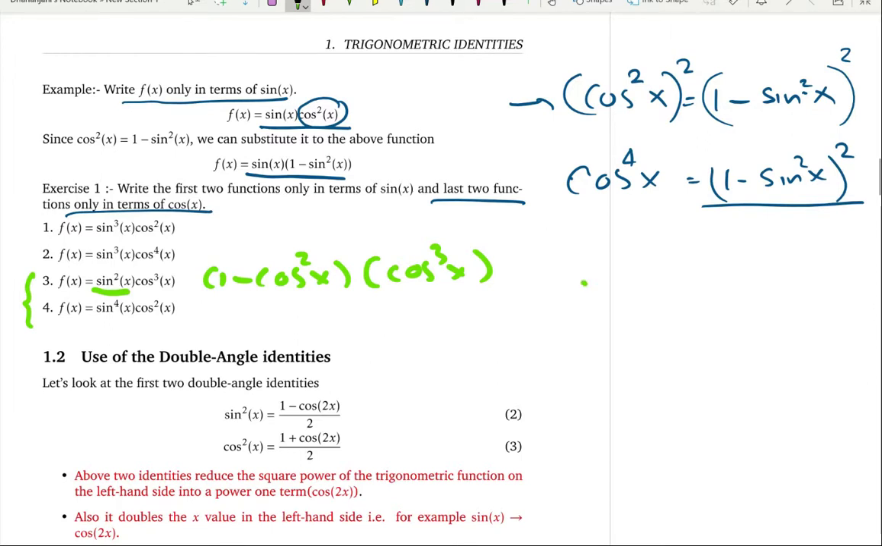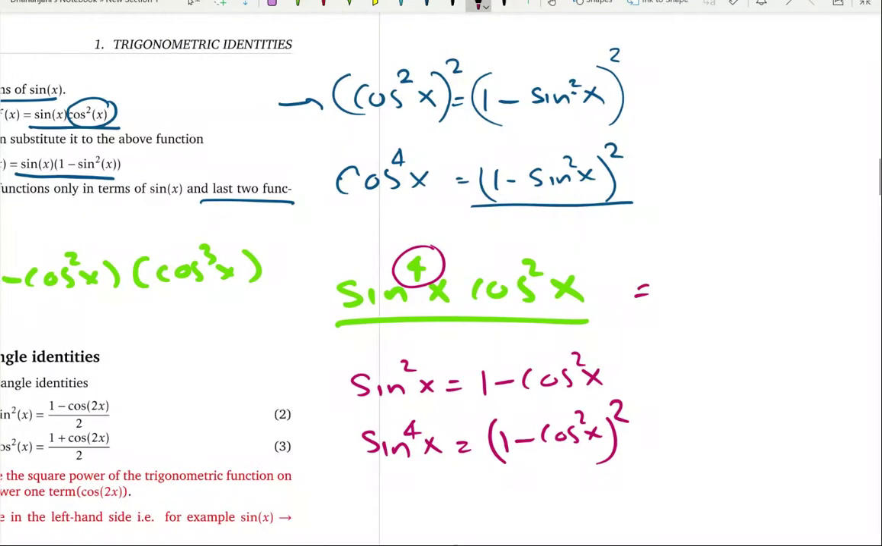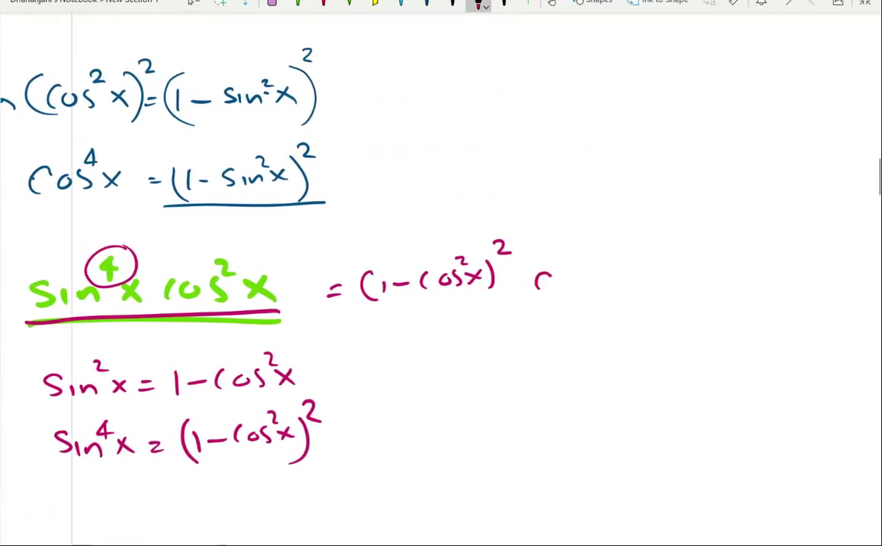The fourth function is sine to the 4 times cosine square. You want to write this function just in terms of cosine. So sine square x, from the Pythagorean identity, is 1 minus cosine square x, right? What is sine to the 4th? Well, sine to the 4th is actually (1 minus cosine square x) to the square, okay? Be careful there. We discussed this already. So if you want to write this function in terms of just cosine, it will be (1 minus cosine square x) to the square times cosine square x. Now I don't expect you to simplify this, okay? Actually, we don't need to simplify.